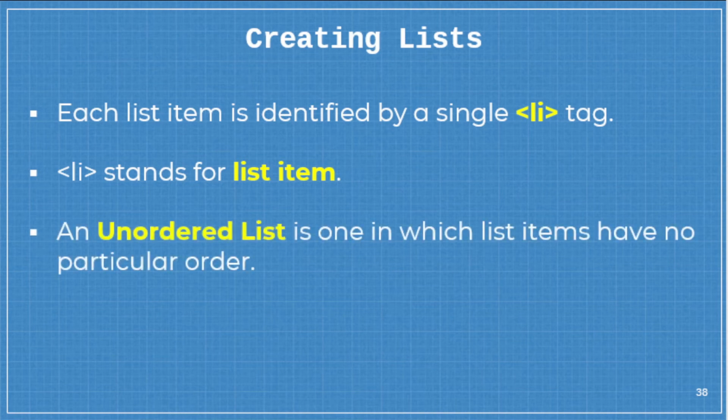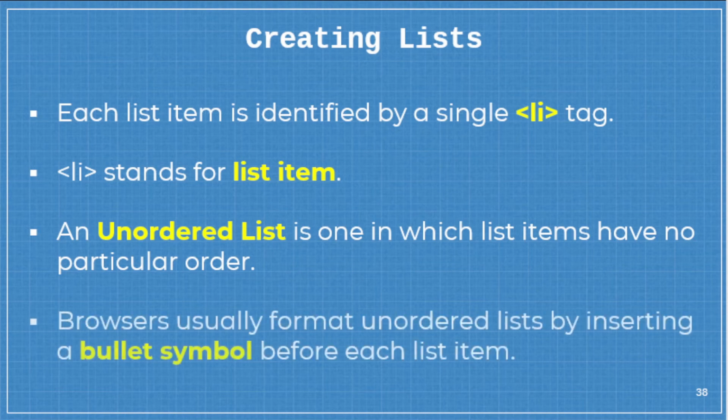Now, an unordered list is the one whose list items have no particular order. So, there's no numbering here. That's why it's called unordered list. Browsers usually format unordered lists by inserting a bullet symbol before each list item. When you talk about bullet symbol, it's like your dot. It's like a small circle before each item. I will show it to you in a little while.